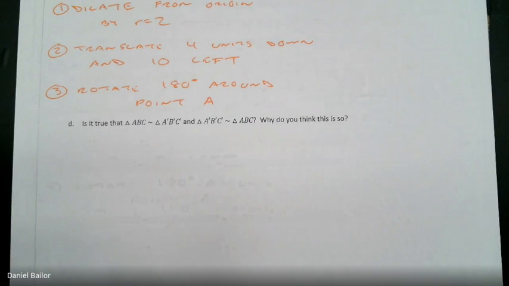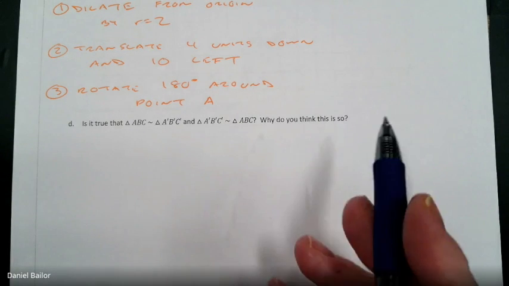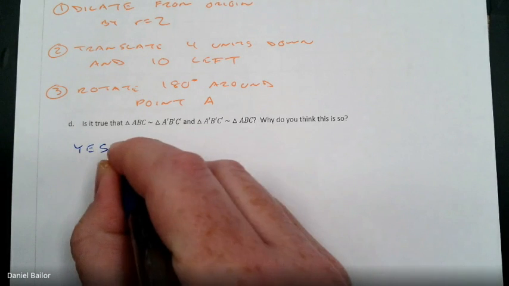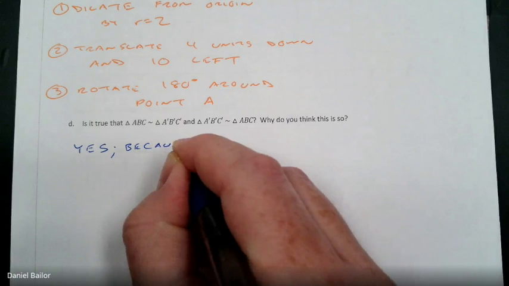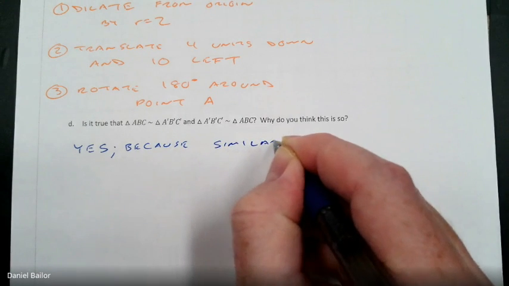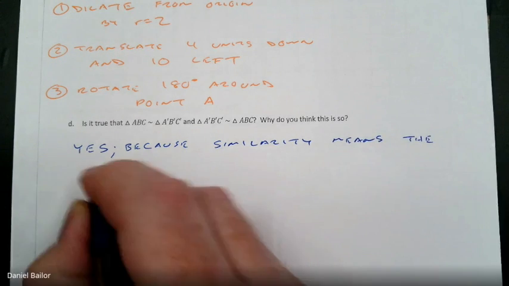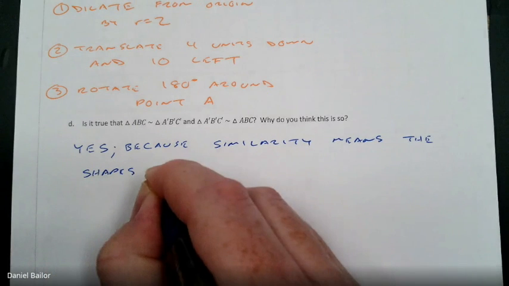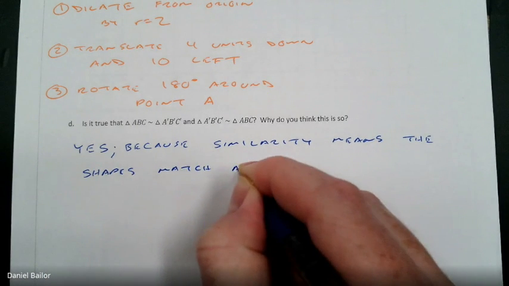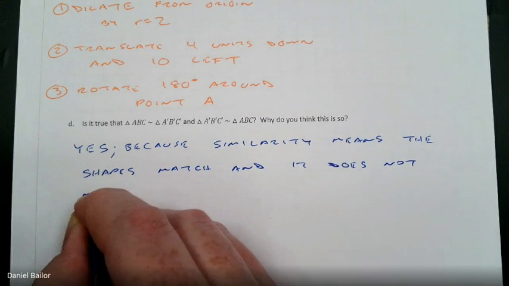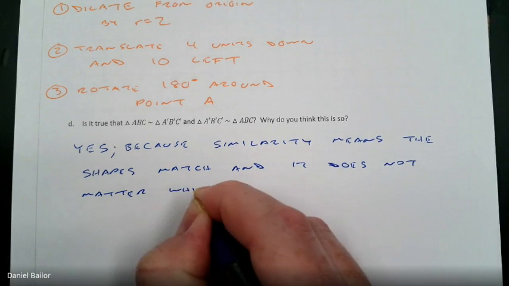So part D, is it true that triangle ABC is similar to triangle ABC prime? And triangle ABC prime is similar to triangle ABC. Yes, that is true. And really, it's just because similarity means the shapes match. And it does not matter which shape you start with.